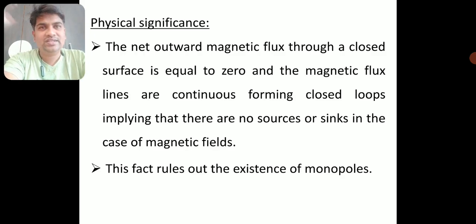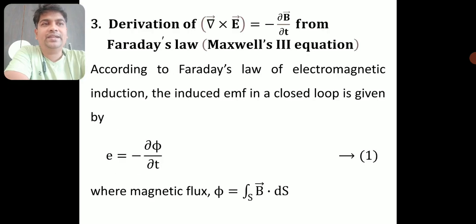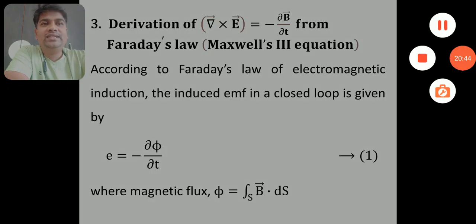Negative charge can exist in the case of an electric field. But here it is not possible in the case of magnetic, because the magnetic field is a rotational field, so that cannot be possible. So there is no source or sink in the case of the magnetic field. Right. So let us go to the next derivation.